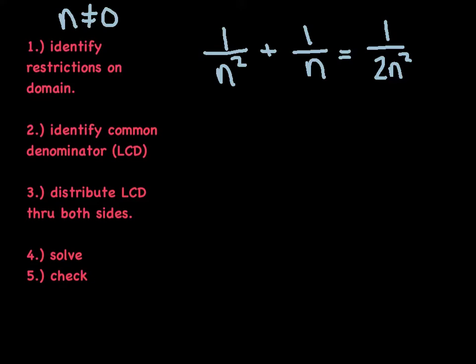So step number 2 is I'm going to identify my common denominator. My common denominator in this particular problem is 2n squared. So I'm going to line that up.